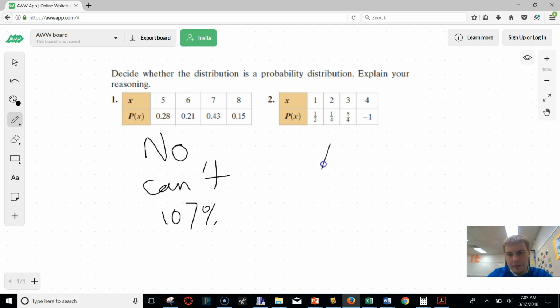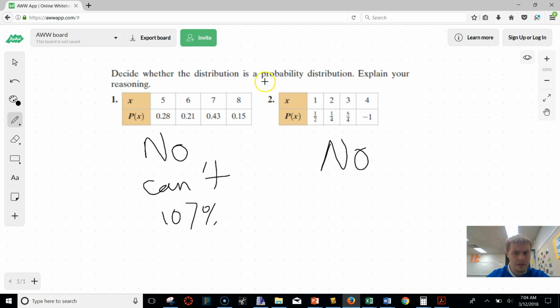107%. This one's an easy no, and the reason why I know it's no is because that is -1. You can't have negative probability. Like, it doesn't make any sense. Like, how do you not get an event 1% of the time? And if you added this up, I don't know if it adds up to 1% or 100%, but again, it doesn't matter because of that negative.